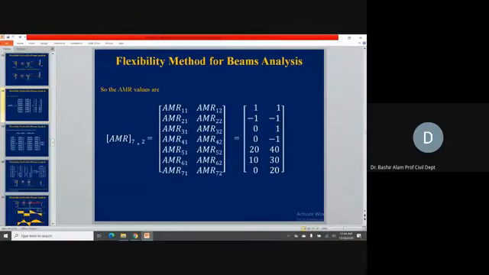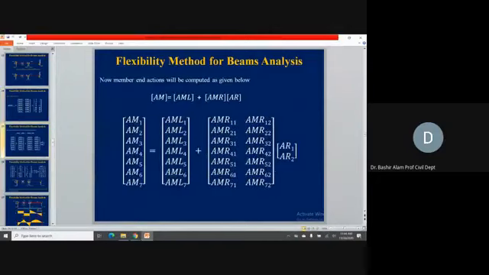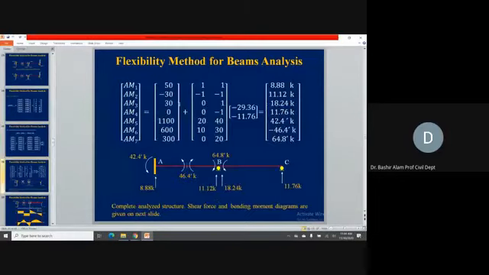Now, AR values are already known, so we are in a position to solve this matrix multiplication and addition. We can process these matrices. So to process now, you see all these values. These are the AR. Remember, with the original signs, minus minus, this AR is coming. When we multiply them, we get all the member end actions now. 8.88 corresponds to AM1 now. So here we record this.